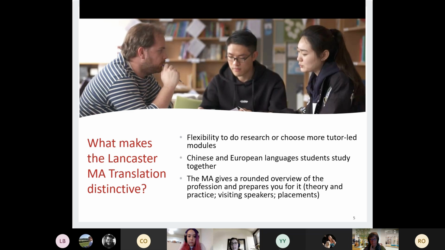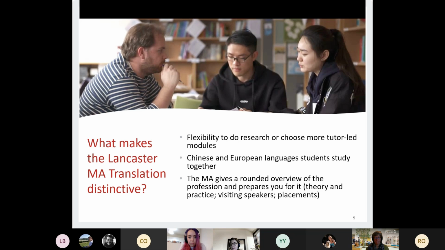So what makes the Lancaster MA in translation distinctive? Well, it's the flexibility to do research or choose more tutor-led modules. We have a range of options which really allow you to do both. Some students have a very clear idea of what they want to study and research, and they tend to choose more research-focused modules, and others prefer to orient themselves by choosing more professionally oriented options on the MA.